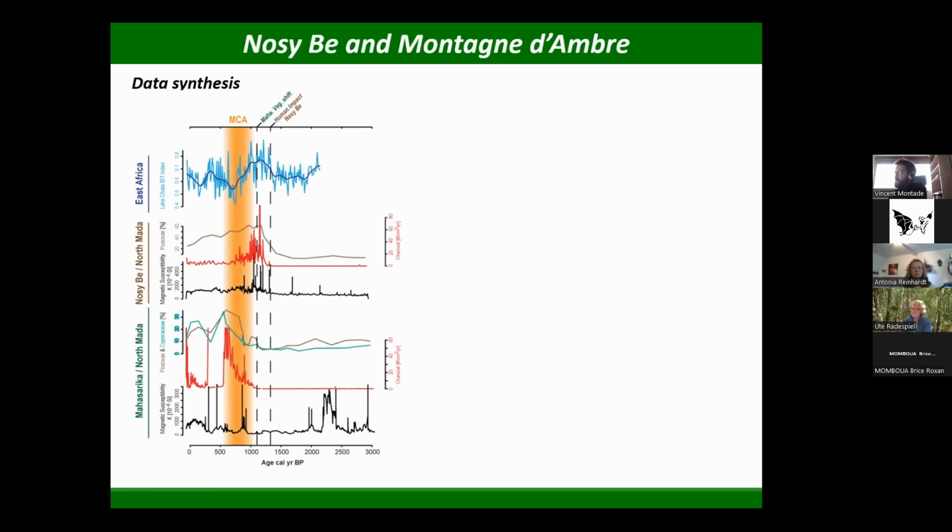And this change in lake level and fire increase was occurring a bit later at Masarika. And if you compare also to a precipitation record from East Africa, for example, we can see that we have in this region of the world a decrease of precipitation during the medieval climate anomaly that could explain why anthropogenic fires were increasing a lot also during this period, maybe because of drier conditions.